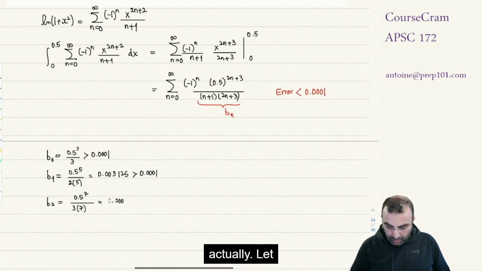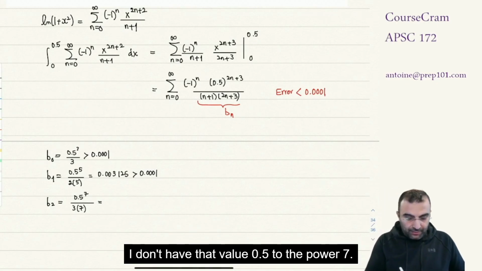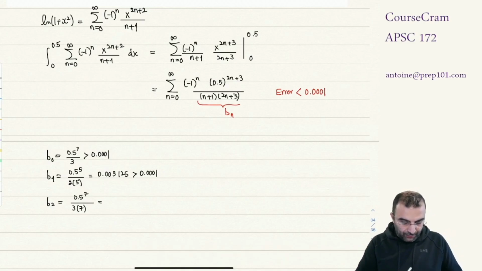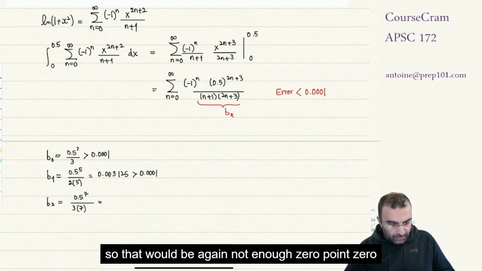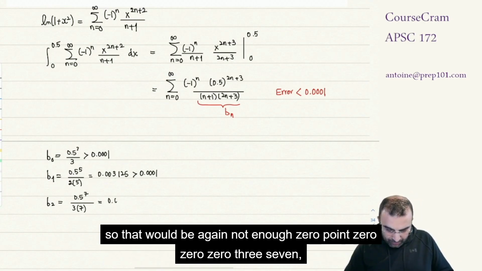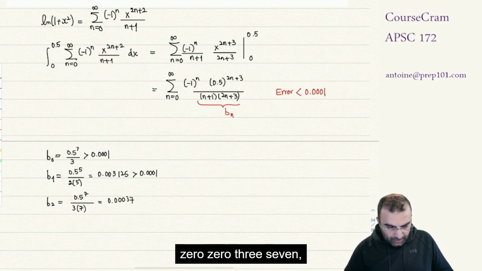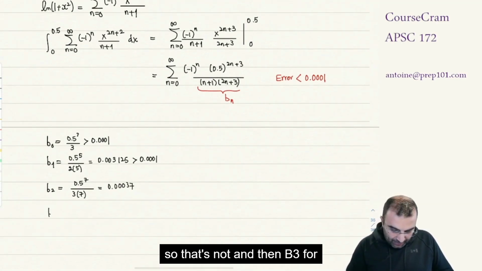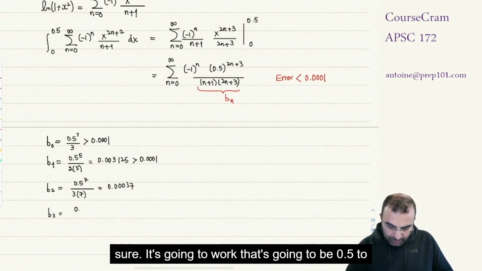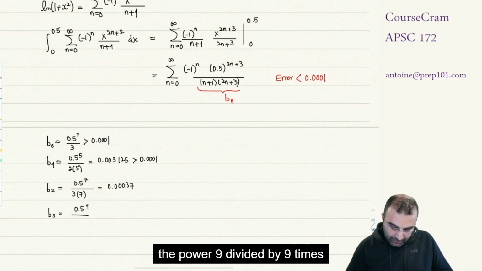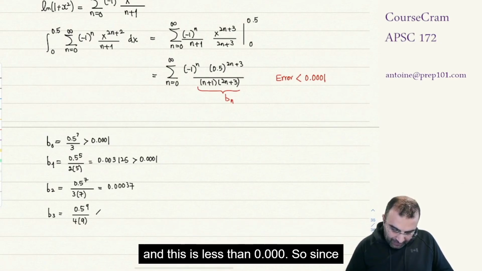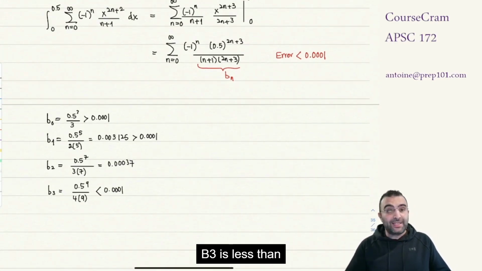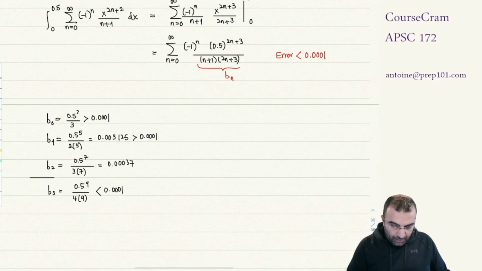0.5 to the power 7 divided by 21. That would be 0.00037, so that's again not enough. And then b3, for sure it's going to work, that's going to be 0.5 to the power 9 divided by 4 times 9, and this is less than 0.0001. So since b3 is less than that, we stop before b3.